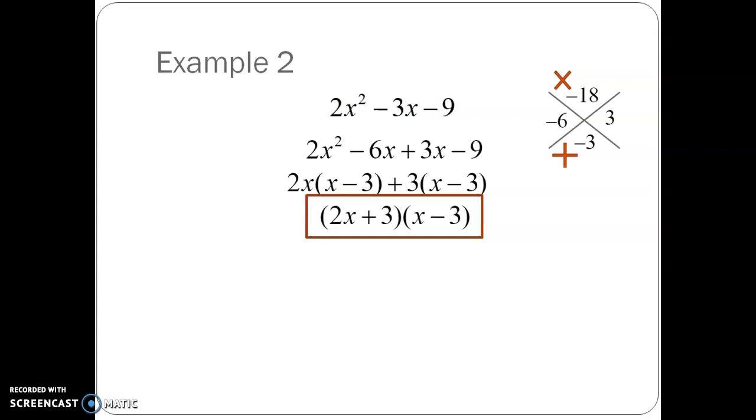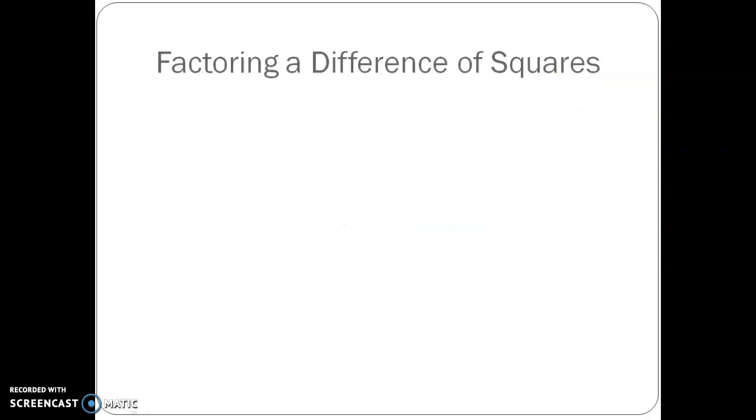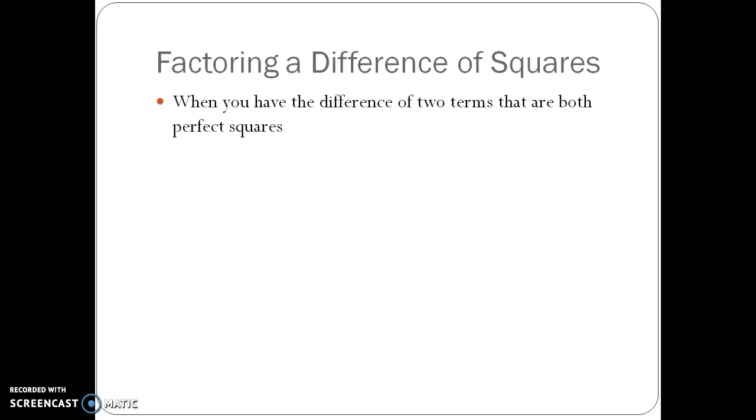All right, the third type of factoring we're going to go over is when you're factoring what we call a difference of squares. So this happens when you have the difference of two terms that are both perfect squares. So the difference meaning it has to be subtraction in between, and they both have to be perfect squares.